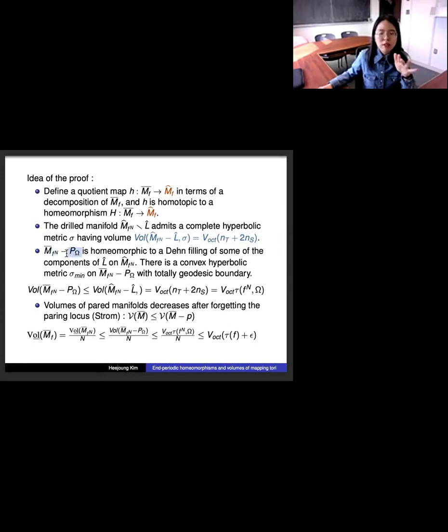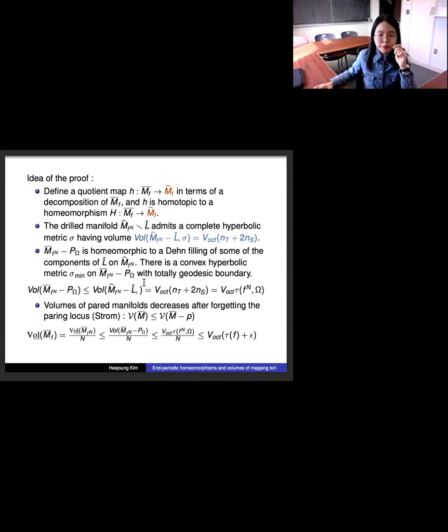So this annulus decomposition on the boundary is homeomorphic to a Dehn filling of some of the components of the link L, L hat on M_F^M hat. And this manifold is indeed acylindrical. So it means there is a unique hyperbolic metric, with totally geodesic boundary.